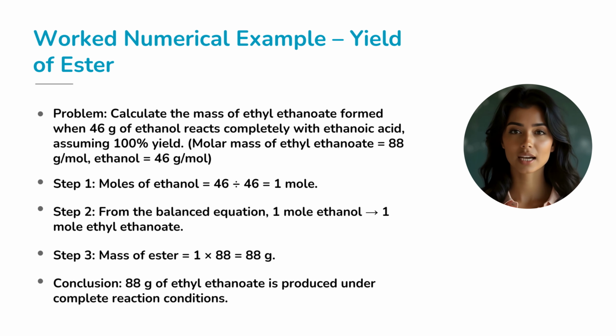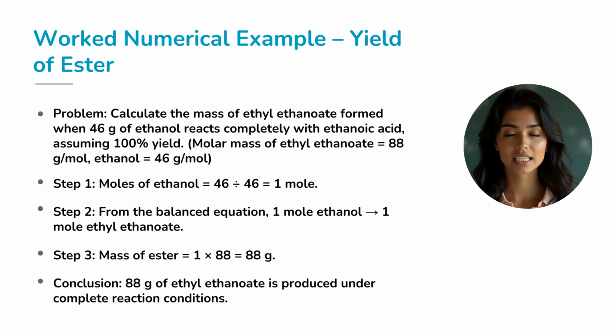Step 3. Calculate the mass of ester formed. 1 mole multiplied by 88 grams per mole equals 88 grams. So, under complete reaction conditions, we produce 88 grams of ethyl ethanoate.